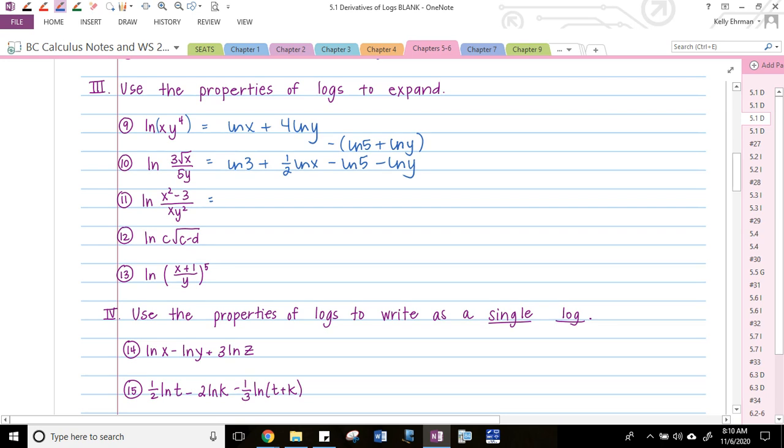Be careful with subtraction or addition inside of a logarithm. So natural log of x squared minus 3 cannot be broken into two logarithms beyond that. So that doesn't simplify. You also can't pull the 2 out because the 3 is not being squared as well. So natural log of x squared minus 3 minus natural log of x minus 2 natural log of y.